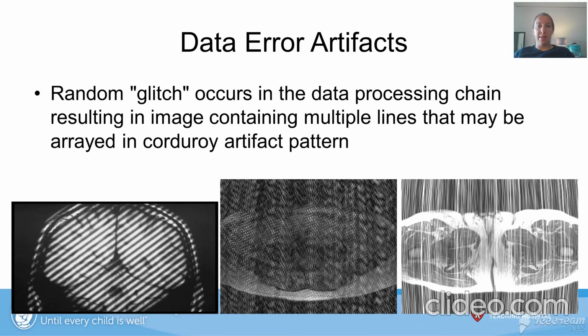There's also data error artifacts. It's a random glitch that occurs in the data processing chain, resulting in an image containing multiple lines that may be arrayed in a corduroy artifact pattern. When I talked about those corduroy artifacts that occur in k-space, these are the types of artifacts that will arise. Some of them are worse than others, though. This one was kind of cool. You can't use it for diagnostic purposes, but I think the lines are pretty cool.